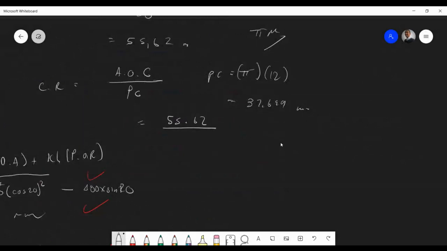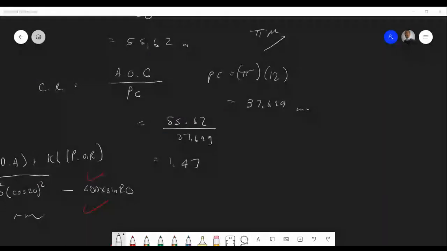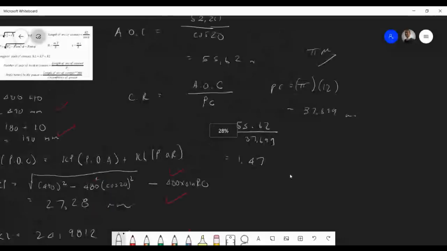The arc of contact is 55.62. You simply divide by that value, 37.699. You can quickly do that. And we get an answer of 1.47, right? Wow, welcome to the end of S4. You've made it. So for this I'll probably say 1 mark here, 1 mark here, 1 mark here, and definitely 2 marks over here.